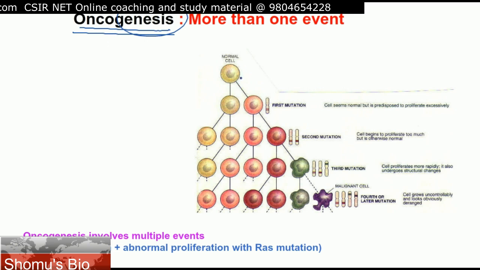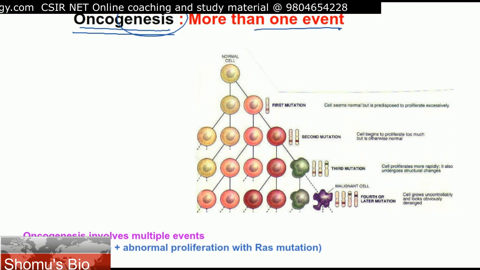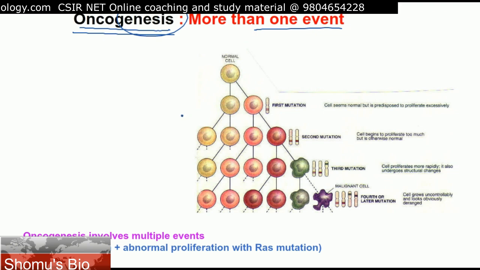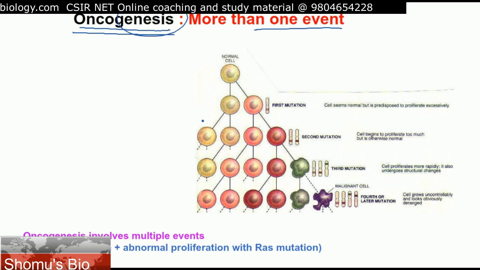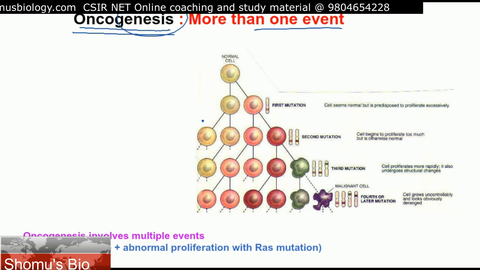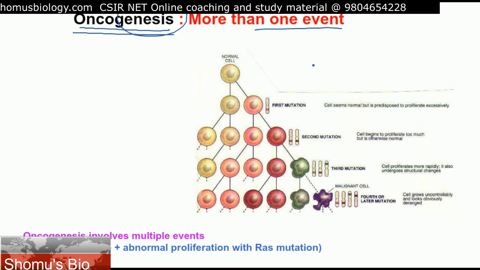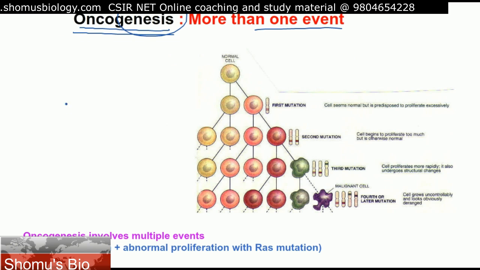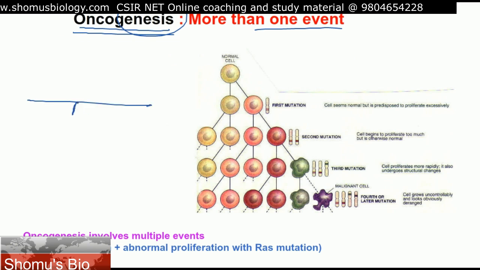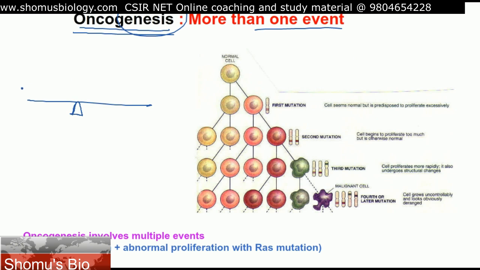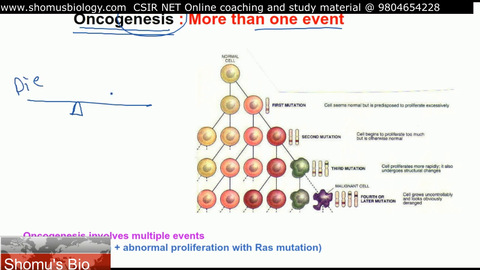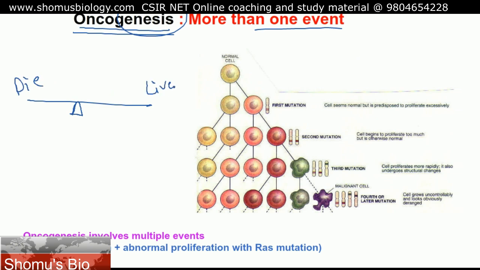So oncogenesis is more than one event. It's not a single event, it's multiple events together. It needs multiple gene mutations to cause cancer, right? In any type of cell signaling pathway that we know, we can divide them into two different parts: a pathway that will allow the cell to die, and a pathway that will allow the cell to live and divide.